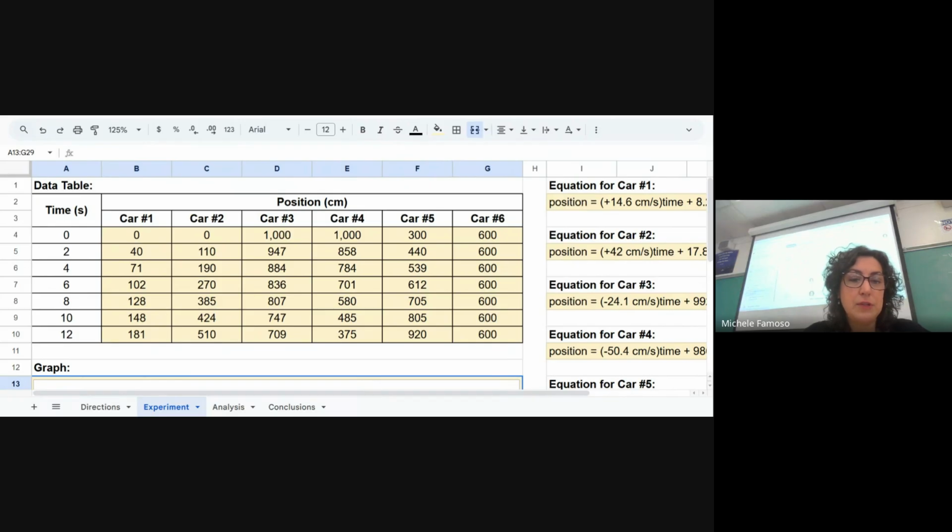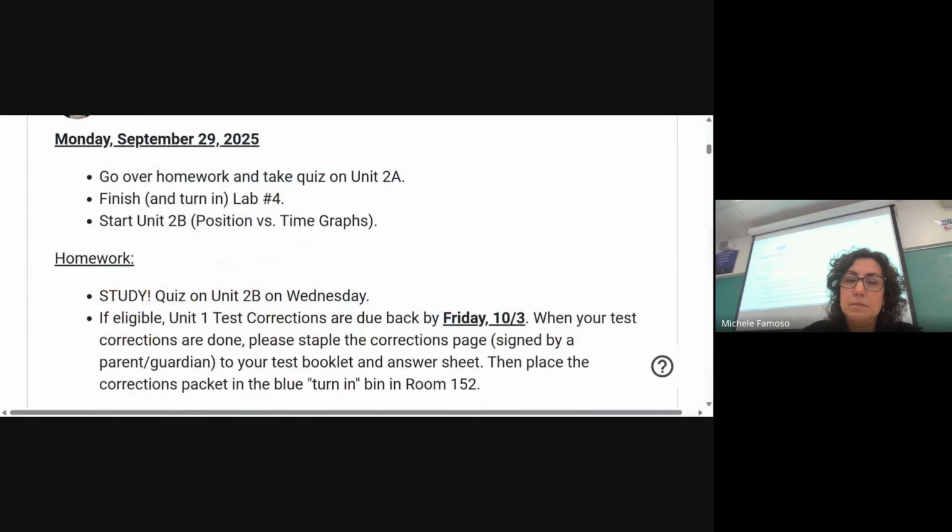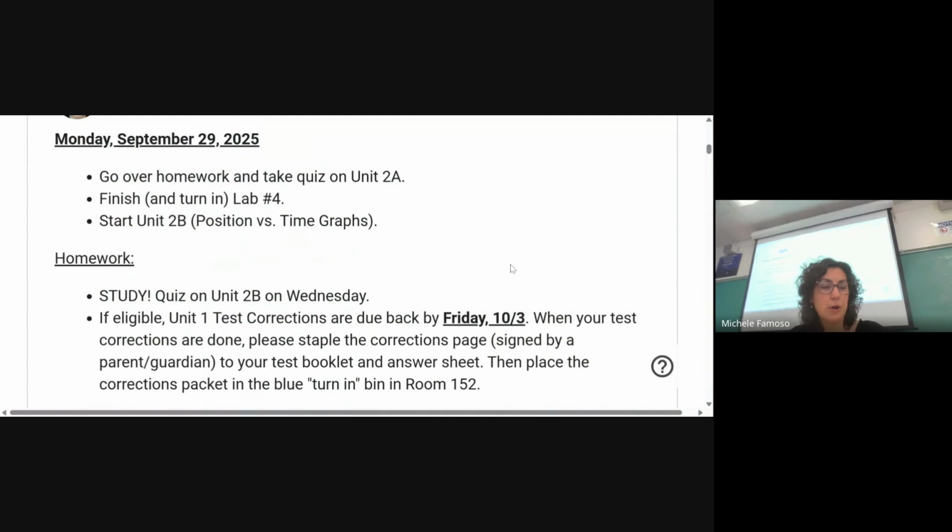And what we're going to do now is we'll need our notebook and our reference table and something to write with, please. We're going to start section B of Unit 2, which is about these position time graphs that we've just created, and what does it all mean?